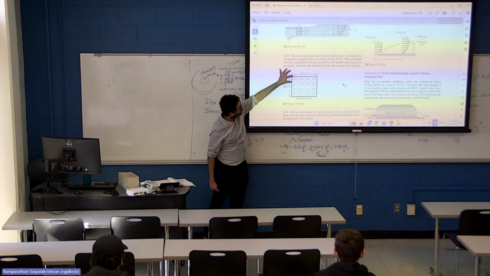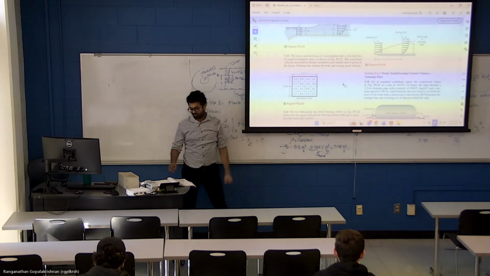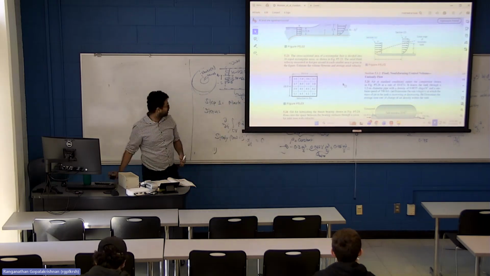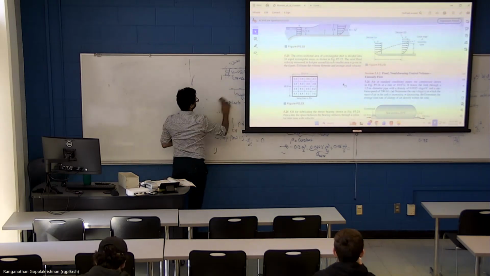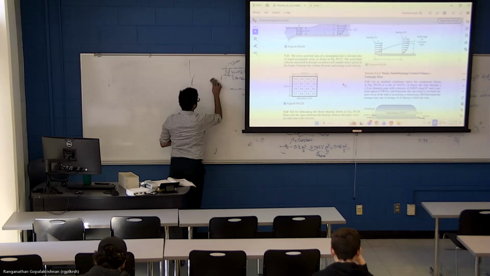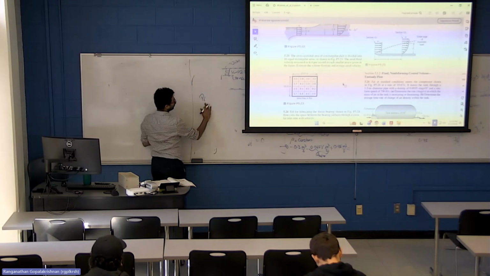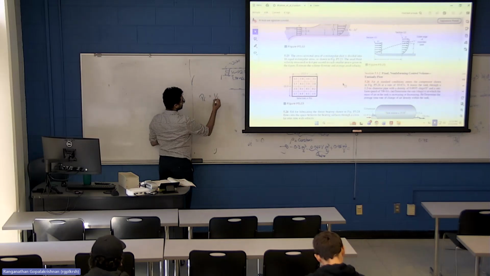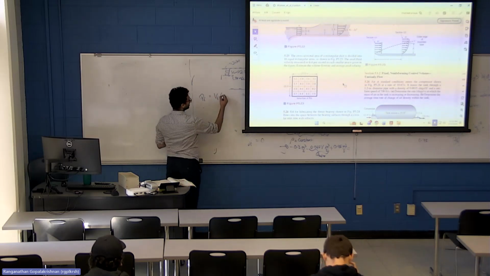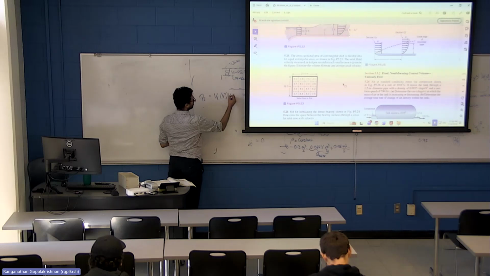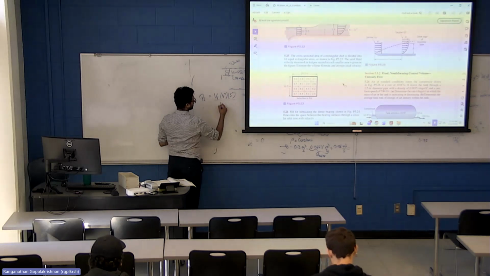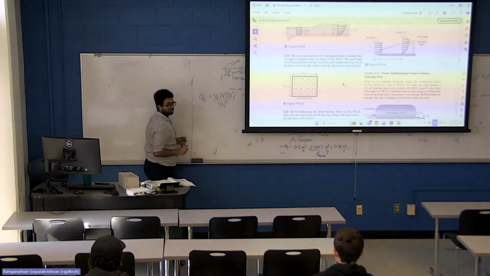So the flow rate across the first segment, or flow rate across any segment, what is the flow rate across any segment? I'll call it Qi. That would be Vi multiplied by 4 inches multiplied by 5 inches divided by 12 squared to convert to feet.